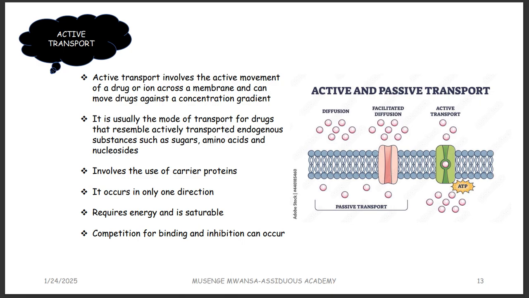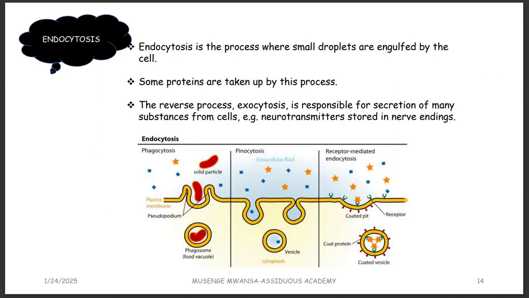Okay. So competition for the binding and inhibition can also occur just like with facilitated diffusion, because you are taking something and this channel can only carry something once at a time. Endocytosis is a process where small droplets are engulfed by the cell. There is this engulfment, and endocytosis can be by different methods. You have got phagocytosis, pinocytosis, and what we call receptor mediated endocytosis or clathrin mediated endocytosis.